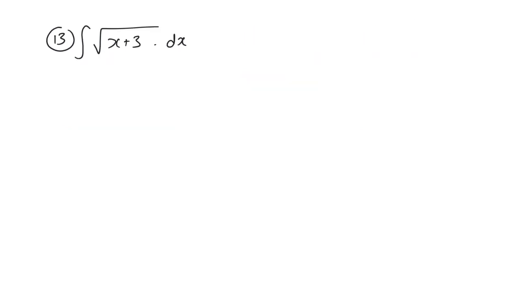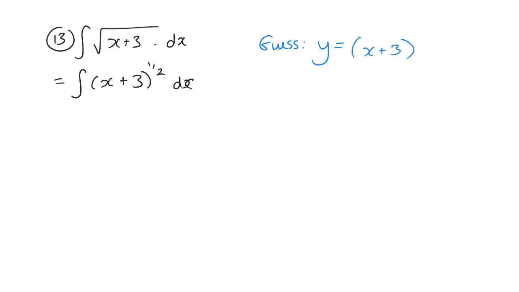13 then, we're integrating the square root of (x + 3) with respect to x. So the first thing we'll do is to change that into a power of a half. And then you'd say, right, well, our guess is going to be one more than the power of the bracket in the question. Just be careful with your fractions. So it's (x + 3)^(3/2).